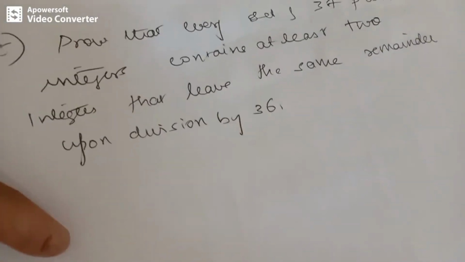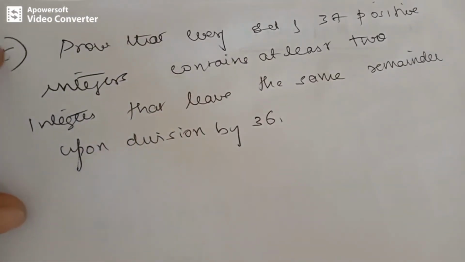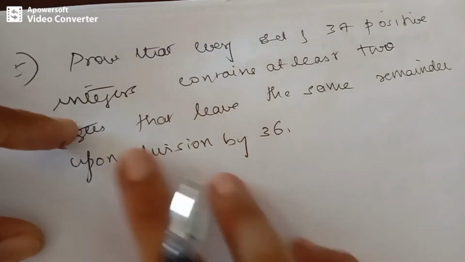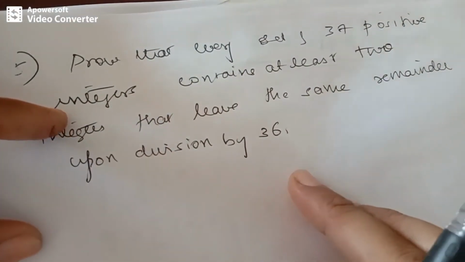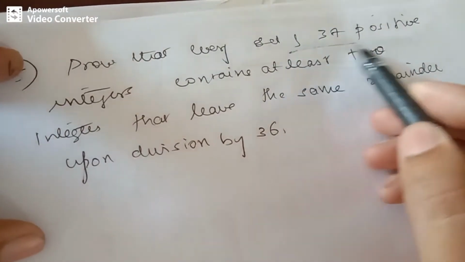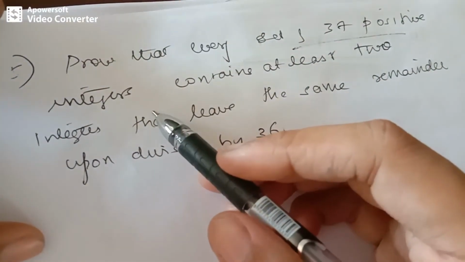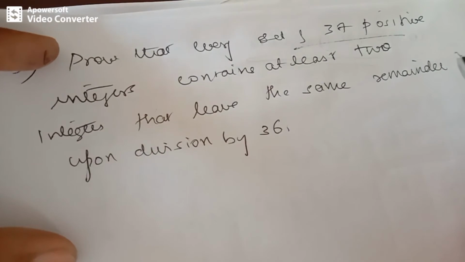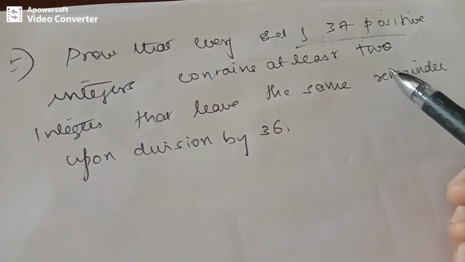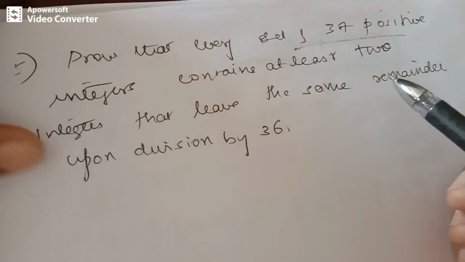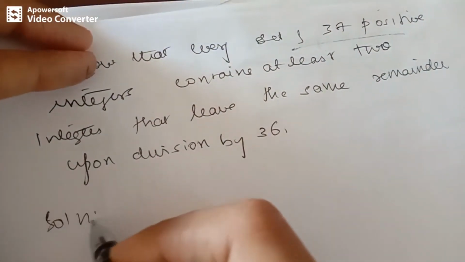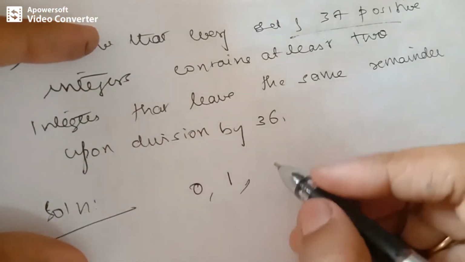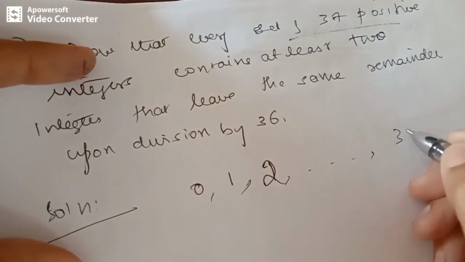So coming to the next problem: prove that every set of 37 positive integers contains at least 2 integers that leave the same remainder upon division by 36. So we need to check for 37 positive integers, and find out upon division by 36 what the possible remainders are. Whenever a positive integer is divided by 36, the possible remainders are 0, 1, 2, and so on up till 35.